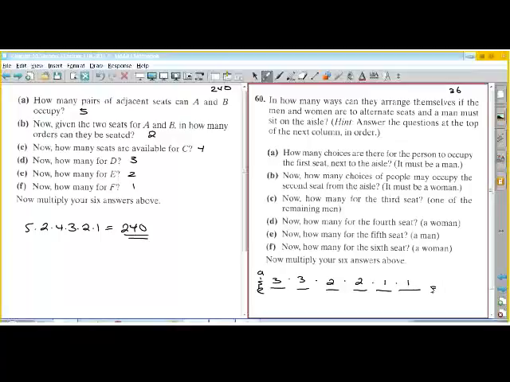And that's my 6-step process. So I multiply all those together. So it's 3 times 3 times 2 times 2 times 1 times 1, which is 36. So there are only 36 ways that you can arrange 6 people where half of them are men and half of them are women. So there's much less choice, much more restrictions.